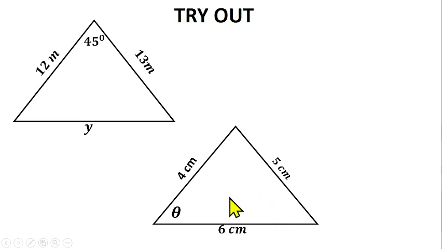But can we use cosine rule? Yes, we can use cosine rule because we are given three sides of the triangle. So we can use three sides to find any of these three angles in this triangle. So we can use cosine rule in this case, as we are going to be seeing very soon.